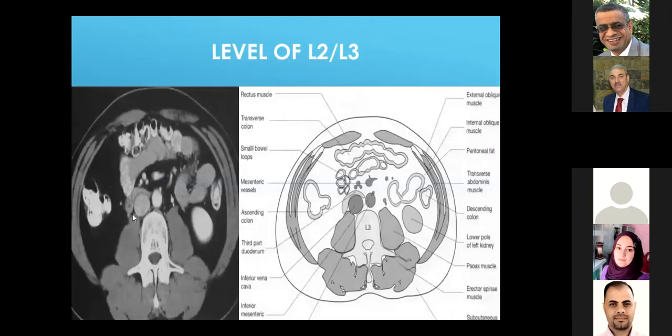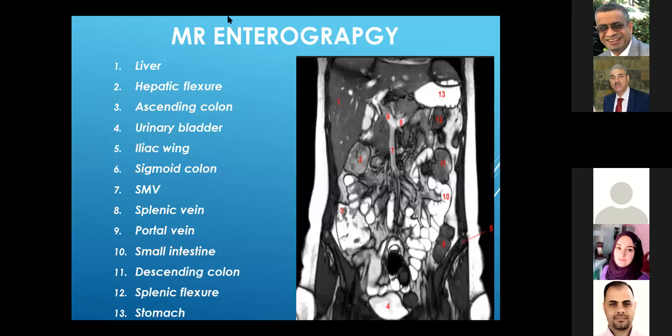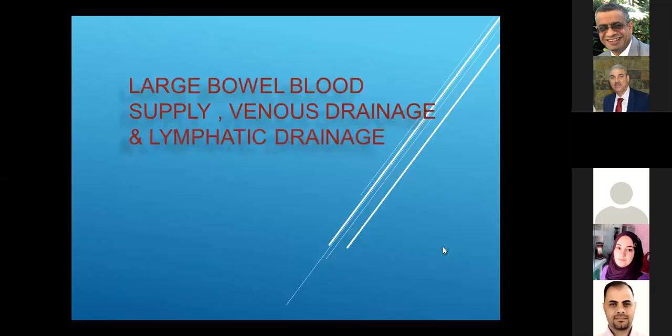This is an axial CT scan at the level of L2, L3. We see the ascending colon, the transverse colon, the descending colon, and the ileum. MR enterography shows the ascending colon, the hepatic flexure, the splenic flexure, the descending colon, and the sigmoid colon.